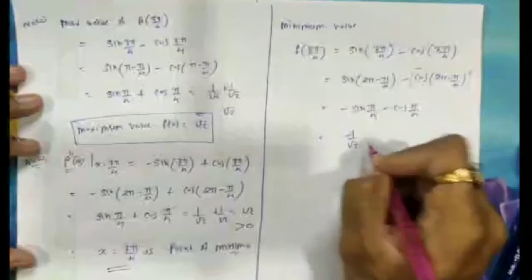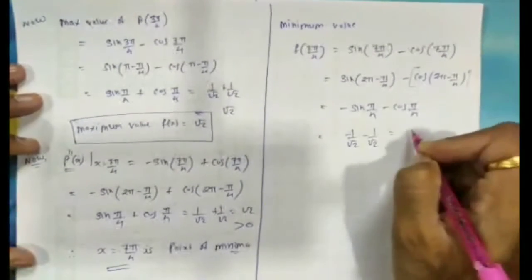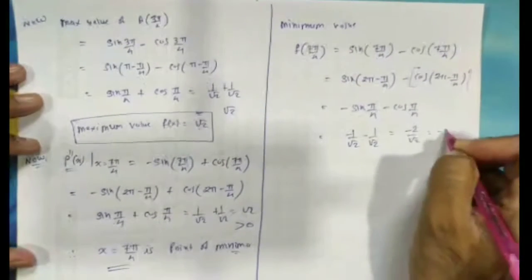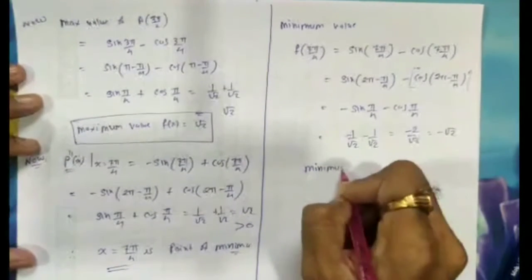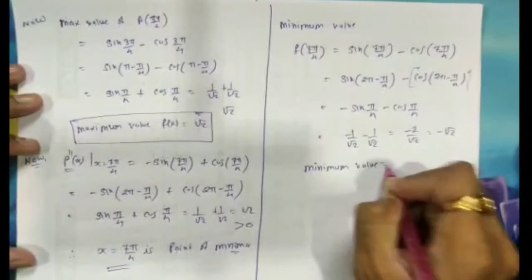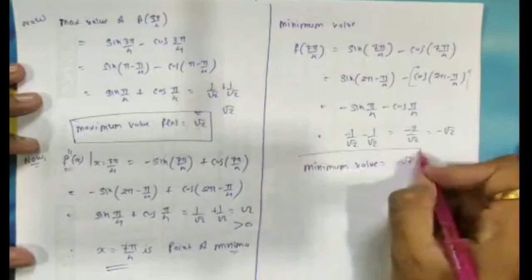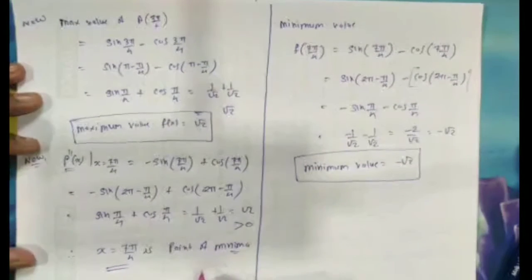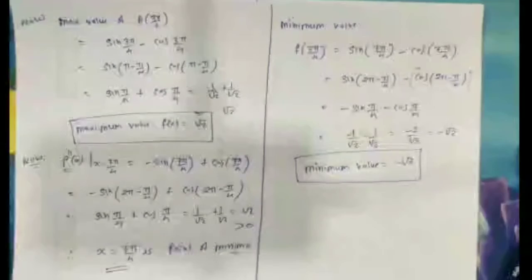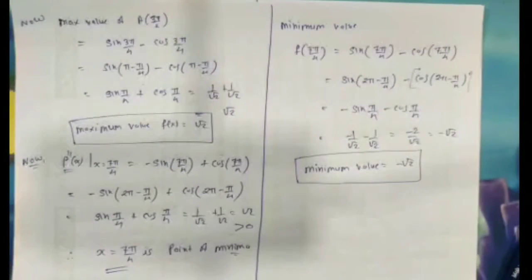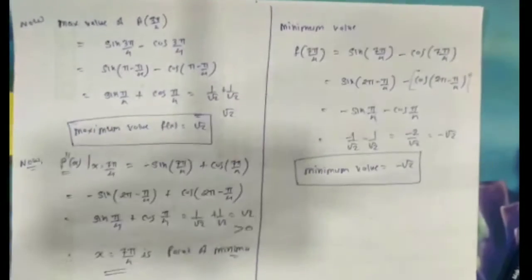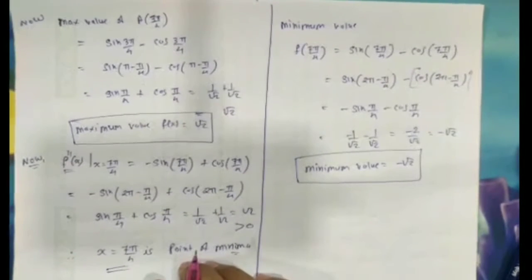So it's a minus 1 upon root 2 minus 1 upon root 2, which is minus 2 by root 2, which is equal to minus root 2, is the minimum value. This is minimum value of the function, or we can say local minimum value is minus root 2. Clear? So local maximum value is plus root 2 and local minimum value is minus root 2. Point of maxima and minima are x equal to 3 pi by 4 and 7 pi by 4. Clear? Now next question. Question number 5.